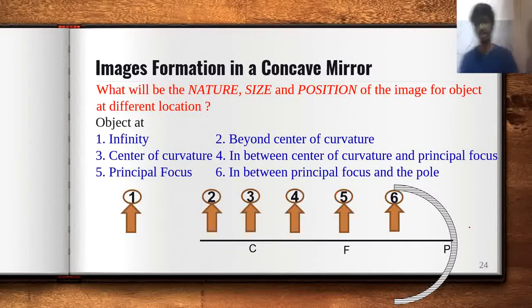I have already told you that the object is always in front of the mirror. So this is the mirror, and this is the front of the object. The object can be at infinity. Let us have some examples of object position and image formation.